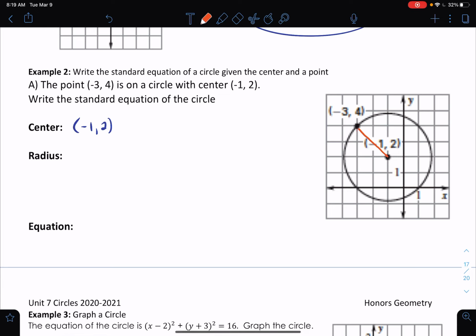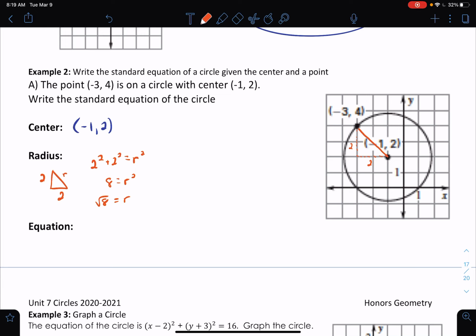So I can set up the Pythagorean theorem here. Okay, so it's 2 down, 2 across. So I got 2, 2, and the hypotenuse is my radius. So 2 squared plus 2 squared equals r squared. So we get 8 equals r squared. So r equals the square root of 8.